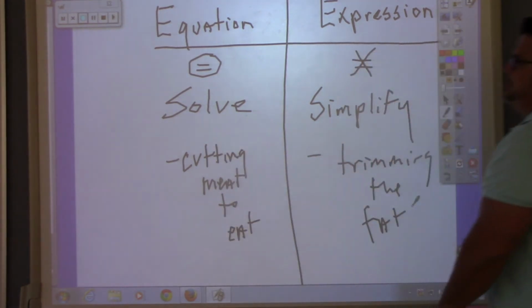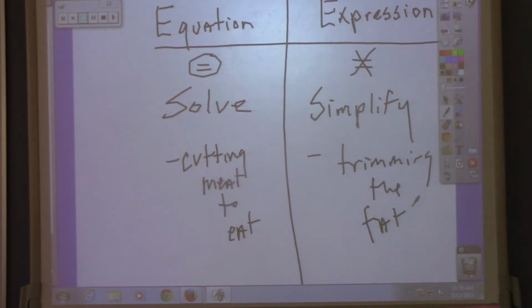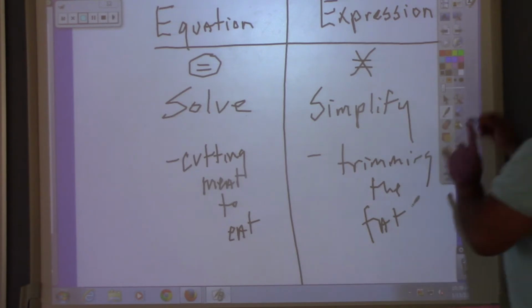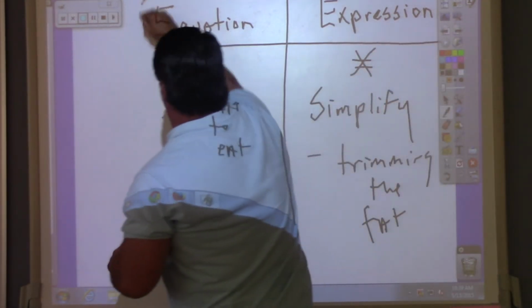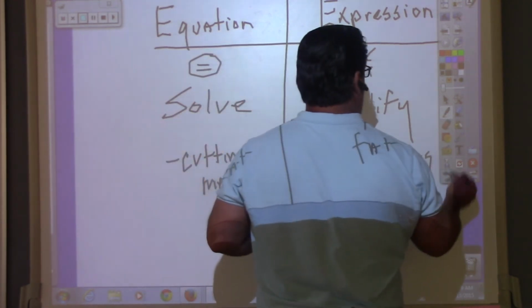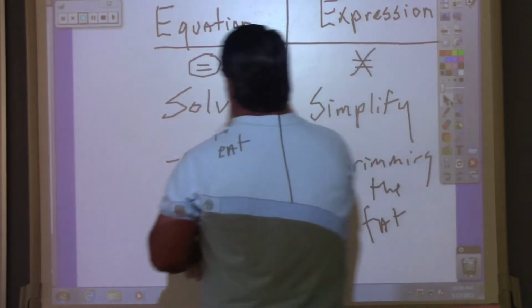All right. So there are the 2 types, equations and expressions. Now, we also got something else in here in algebra, and I'm going to put it separate because some of y'all get confused on this because I used to.